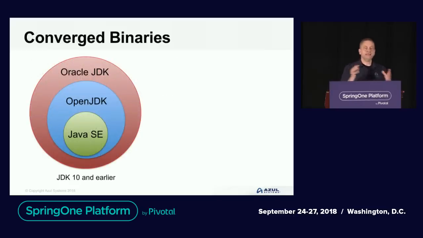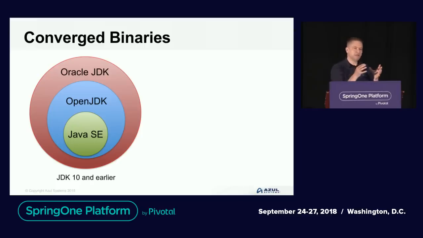To eliminate differences between these 2 binaries, Oracle are also producing converged binaries. And what do I mean by that? So I've produced this Venn diagram to explain the feature set. Java SE, as I said, is the standard defined through the JCP as a JSR. The minimum requirements that you need in order to call something Java. That's the VM spec, it's the language spec, it's the core class libraries.